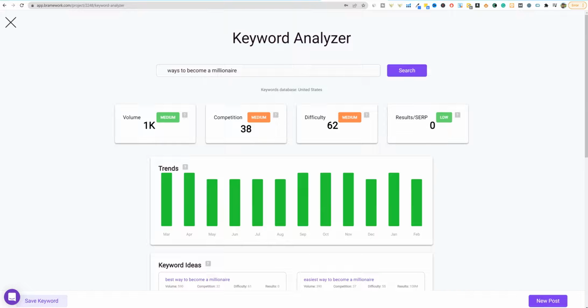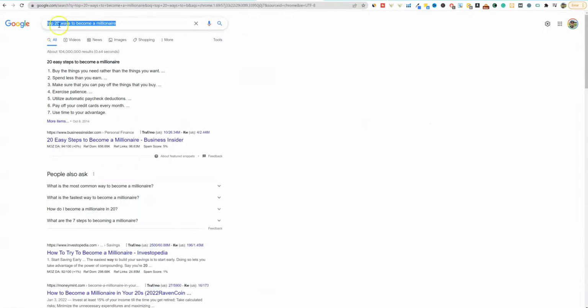Now, actually, I'm going to go into Bramework real quick, and I've already analyzed this keyword right here. You can see top 20 ways to become a millionaire. I just kind of came up with that because I don't want to do 70 for you because I don't want the video to go on too long, but I also want to do enough of a sample to where you guys can see the software working.